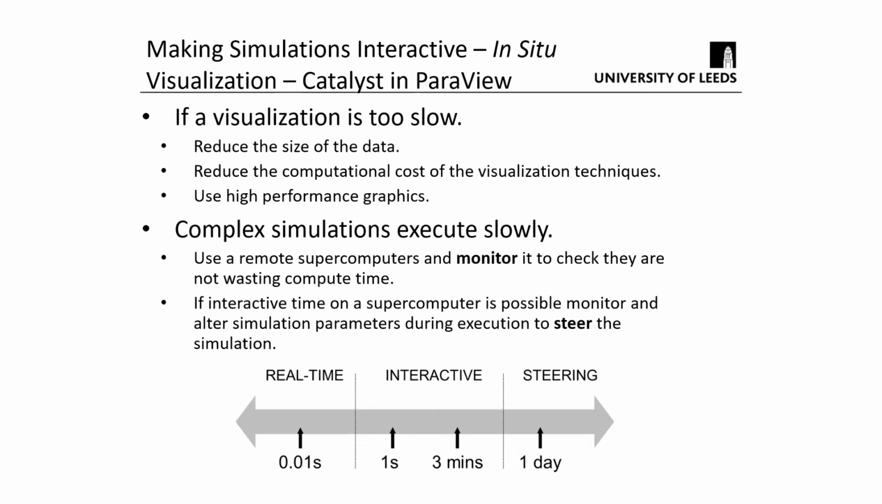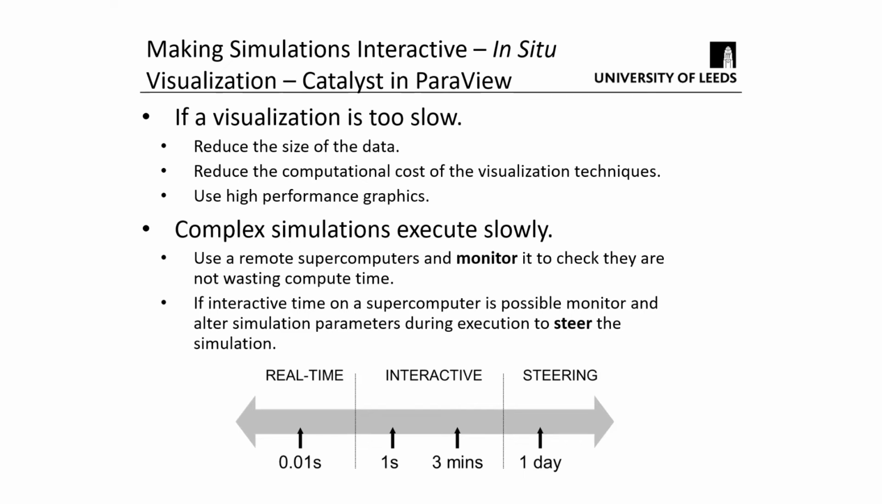storage of data. So if a visualization is too slow, you can reduce the size of the data, you can reduce the computational cost of the techniques that you've got there. You could put high performance graphics in there. You could actually even move some of the visualization back into the simulation and run an isosurfacing in your simulation if that was relevant. And complex simulations execute slowly. You can use remote computers, and you can use Catalyst to monitor and check that your simulation is running and doing the right thing, and look at the time steps as it progresses.